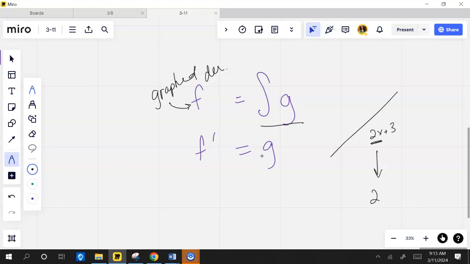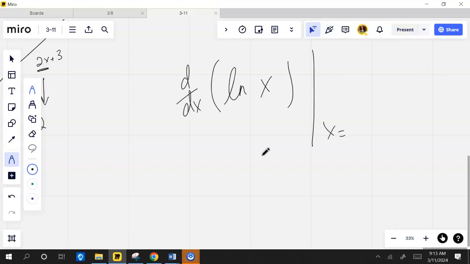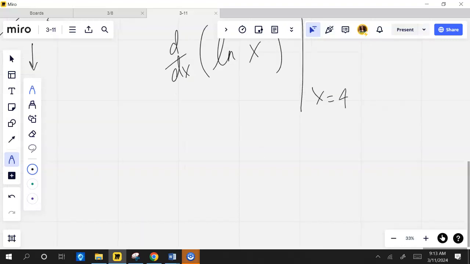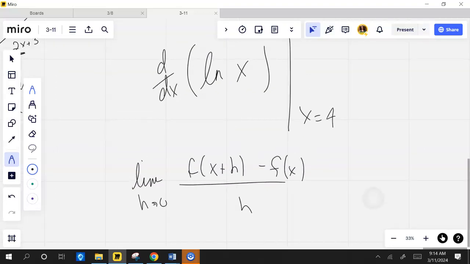18 was the formal definition. That is our limit as h goes to 0. And so what that was, if you recognized it, the function was natural log of x. They were asking you to take the derivative of this at x equals 4. The limit as h goes to 0, f of x plus h minus f of x over h. This is your formal definition of a limit. That's that difference quotient, right?